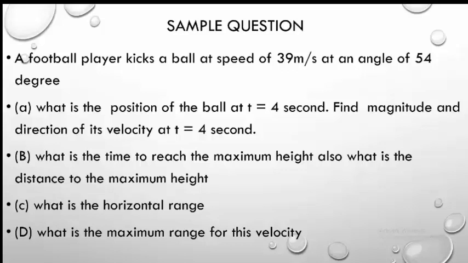A footballer kicks a ball at a speed of 39 meters per second at an angle of 54 degrees. What is the position of the ball at t equal to 4 seconds? Find the magnitude and direction of its velocity at t equal to 4 seconds. Because of these 4 seconds, you cannot just pick the equation and use it. It means you need to apply this 4 into the equation. Let's just see what you can do.